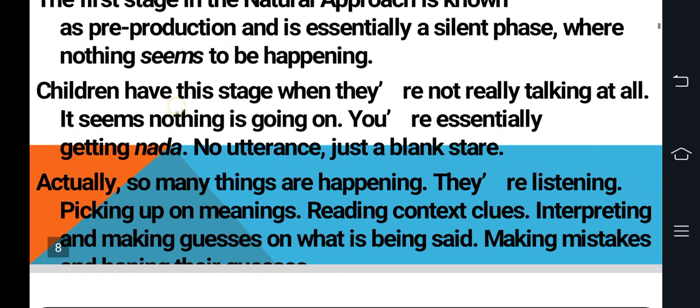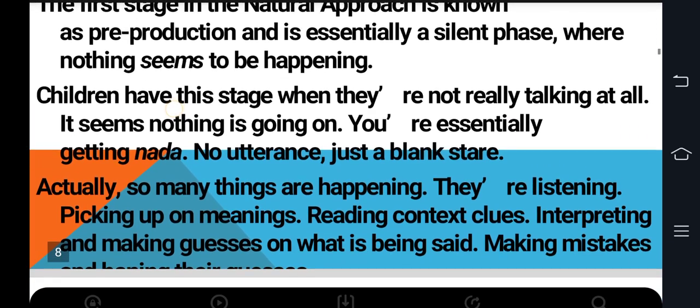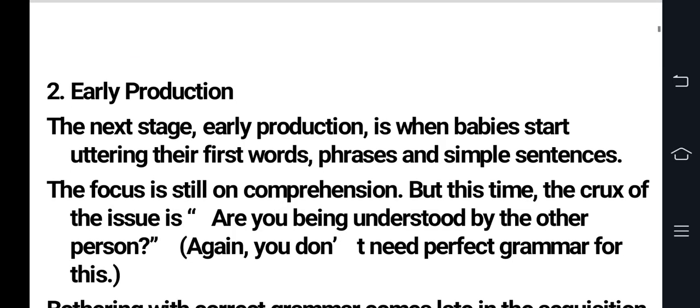What is happening in the silent stage? They are listening, picking up on meanings, reading context clues, interpreting and making guesses on what is being said, even making mistakes. The next is the early stage.